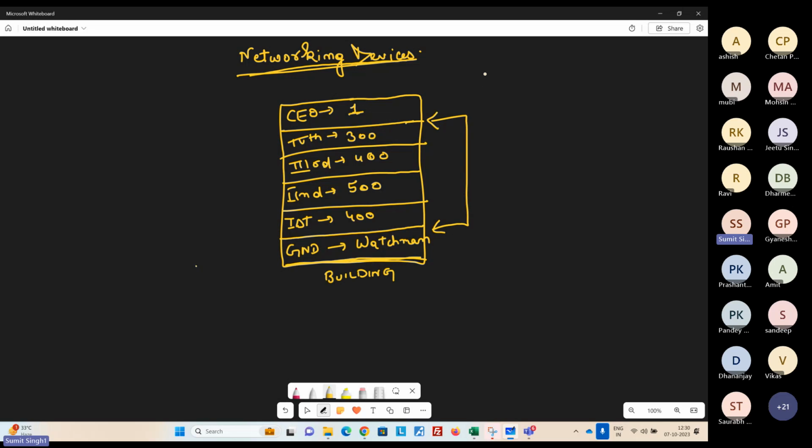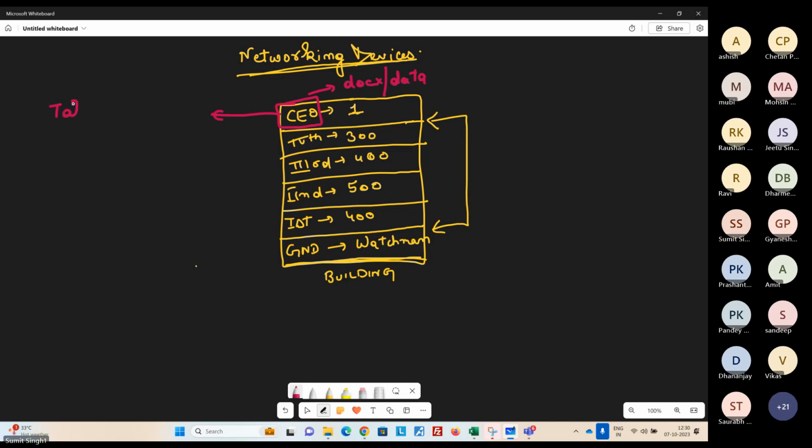Now let's suppose you don't have networking yet. We don't have anything related to networking. So I have a CEO. I am a CEO. Let's suppose I want to share a document, or I want to share some data to all of my employees. What is the option I have? I don't have networking yet. So without networking, what is the option I have?